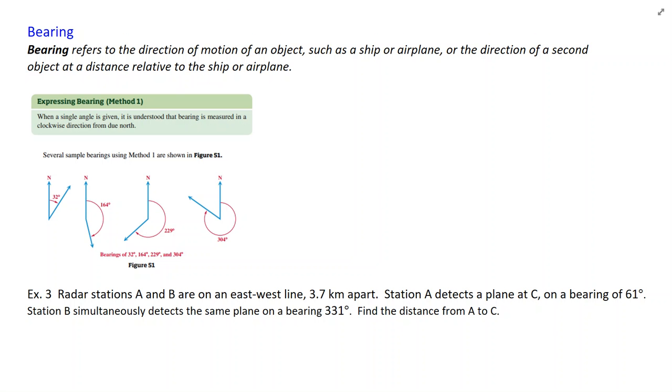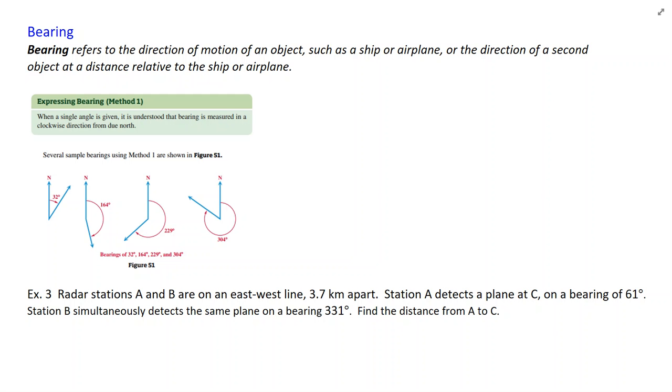Another application of right triangle trigonometry has to do with the idea of a bearing. Now, a bearing refers to the direction of motion of any object. You see this a lot when you're talking about ships or airplanes, and when we think about the motion or the direction of that object.